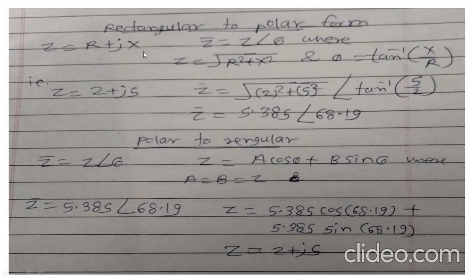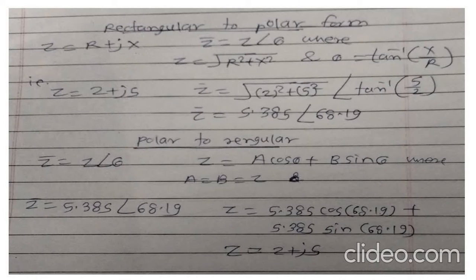So here Z is equal to R plus jX is the rectangular form of impedance. Now if we have to convert this into the polar form, that means we have to obtain the same impedance in the form Z bar is equal to Z at an angle of theta. How will we calculate this Z? For that, Z is equal to the square root of R square plus X square. This is the formula, and theta is calculated as tan inverse of X upon R, where the values of R and X we get from this rectangular representation.